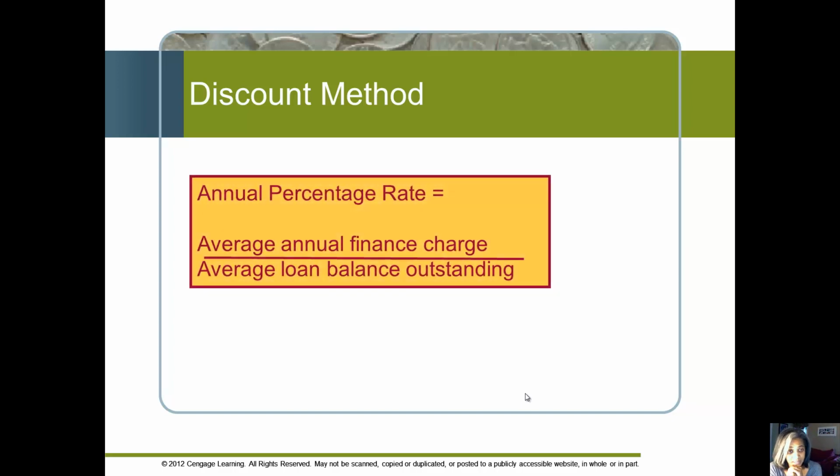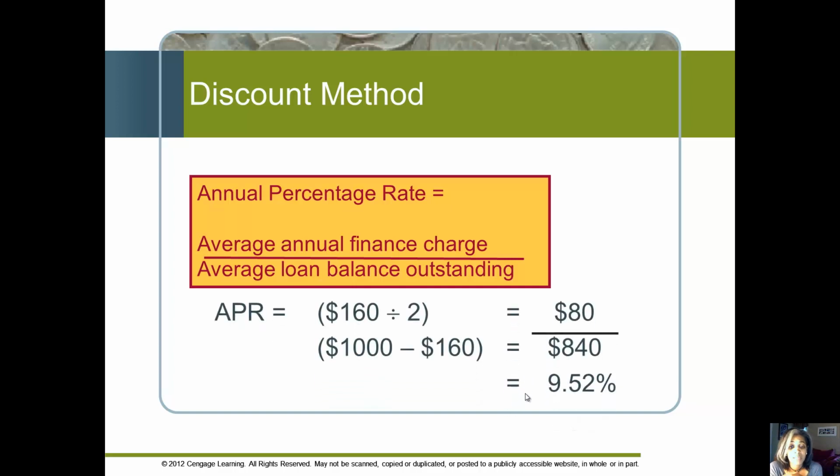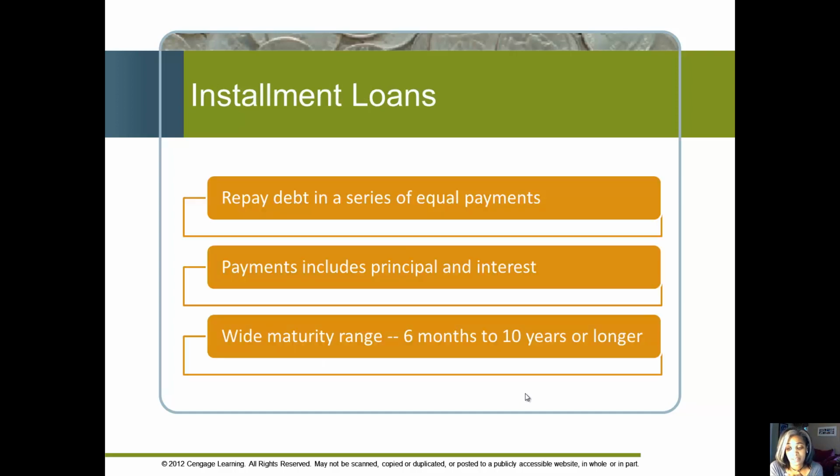So in this case, we're going to calculate APR using that same formula, but now when we take the average annual finance charge, that's going to still be 160 divided by 2, but the average loan balance outstanding is not 1,000 anymore because we didn't get 1,000. We only got 840. So that means that the APR actually is higher than the stated rate.